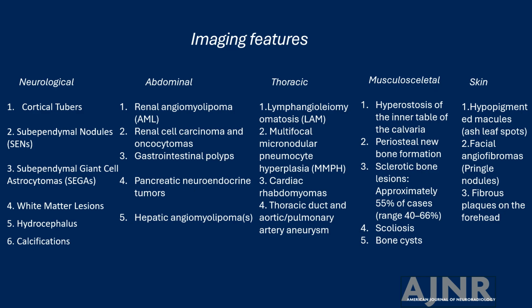Musculoskeletal ones: we have hyperostosis of the inner table of the calvaria, periosteal new bone formation, sclerotic bone lesions, scoliosis, and bone cysts. Skin: we have hypopigmented macules, facial angiofibromas, and fibrous plaques on the forehead.